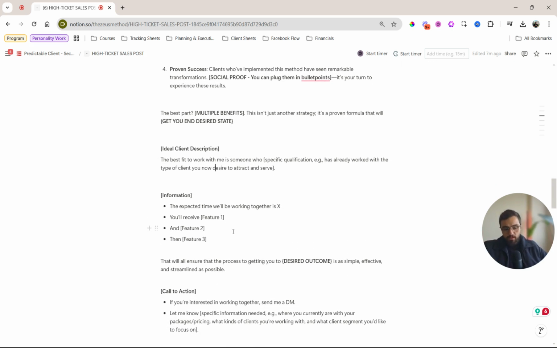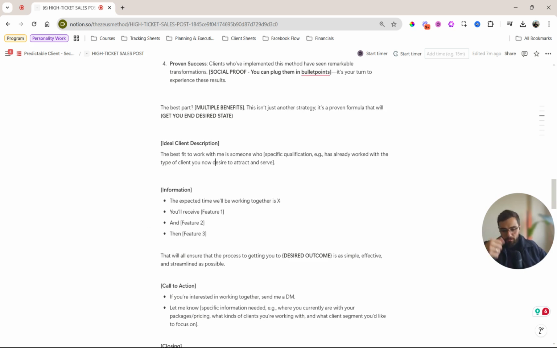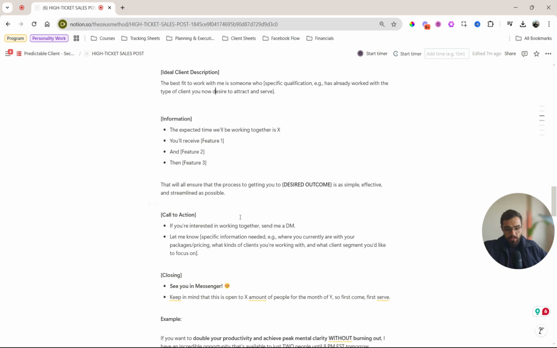Information. So this is where you give them more information. How many modules, how many courses, how many videos, how many times will you meet, group calls, community, everything. You give them this. That will ensure that the process to getting you two clients a month, one date a week, whatever it is, is as simple, effective, and streamlined as possible.